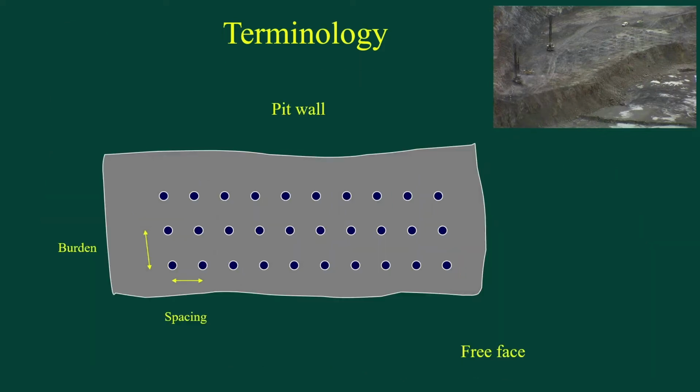Now let's look at our bench in plan view. So we are now looking with the pit wall here. Here's our free face. And when we look at all our blast holes here, spacing is this dimension and burden is in this direction. And you will have heard miners talk about burden and spacing, and that's what they're referring to.